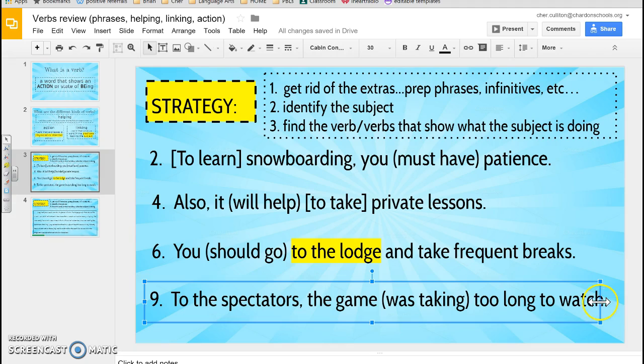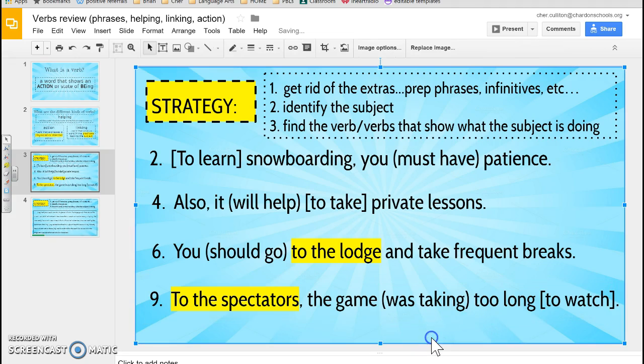To the spectators, the game was taking too long to watch. So I've got a prepositional phrase, to the spectators. I'm going to highlight that to get rid of it. I also see an infinitive over here, to watch, so I'm going to put my brackets around it. And I'm left with, the game was taking too long. What's the sentence talking about? The game. So there's my subject. What's the game doing? It's taking, and I've got a helping verb in front of it, was taking. So label that as your verb.